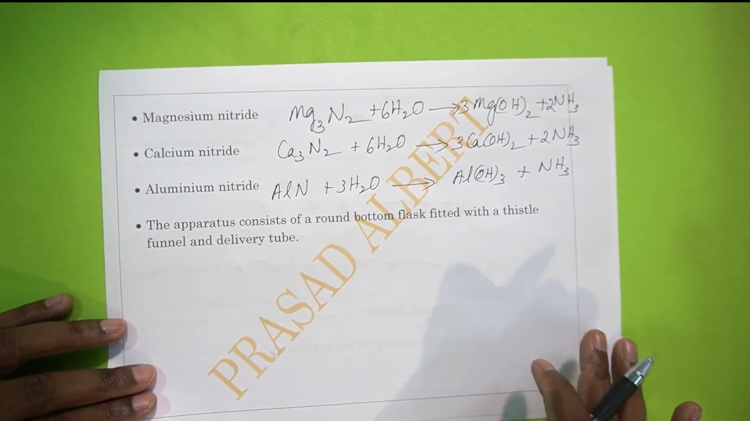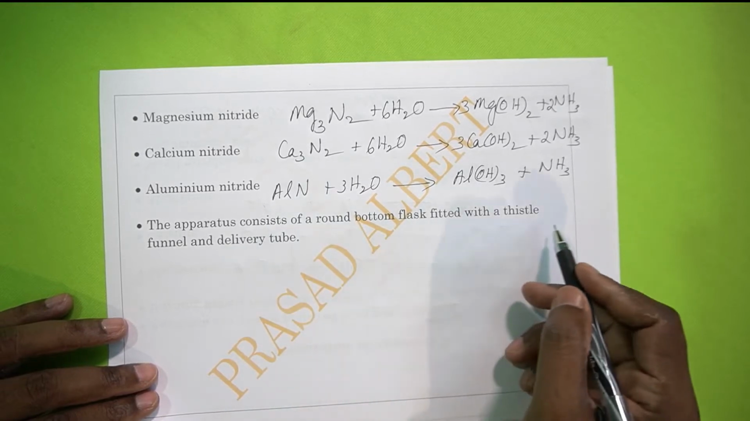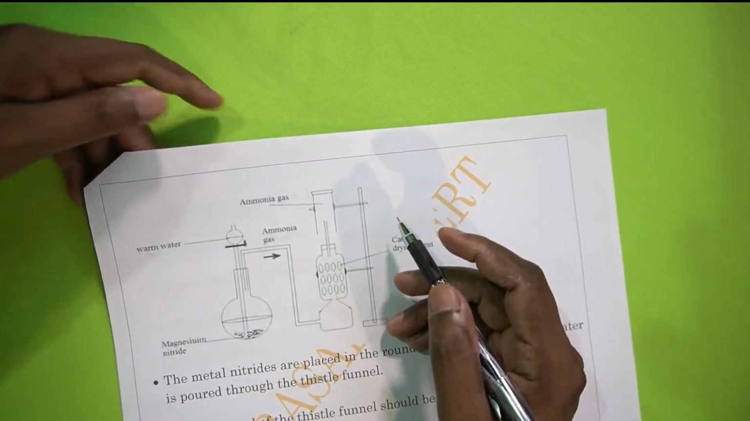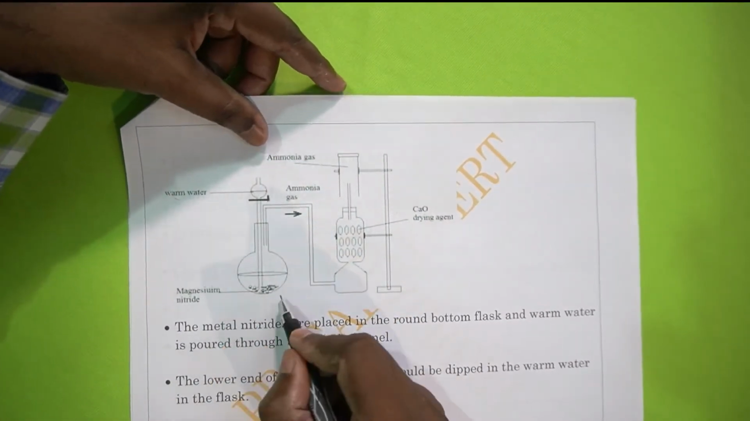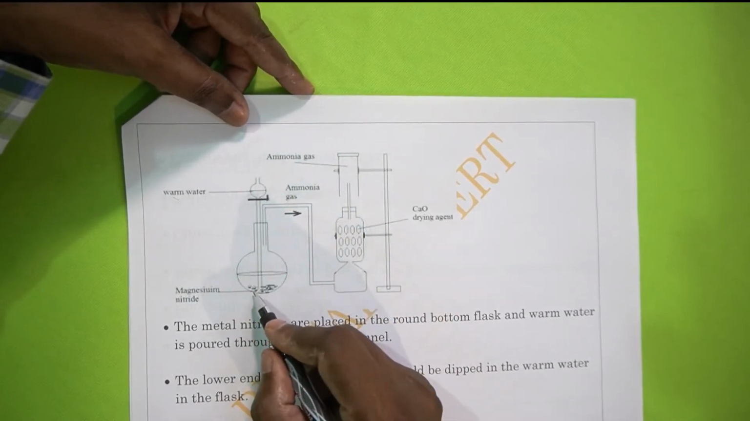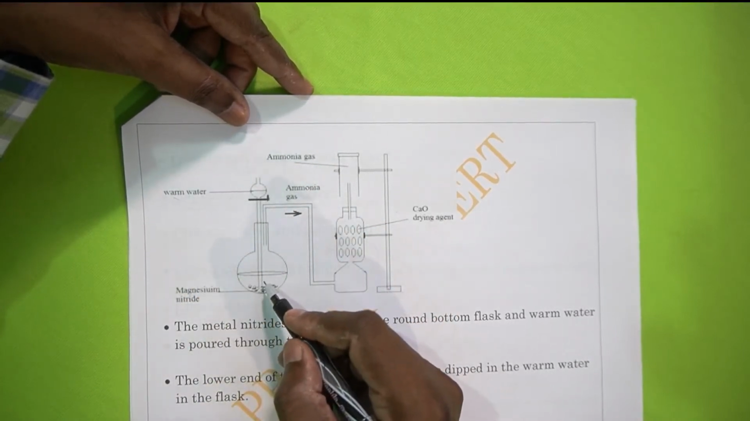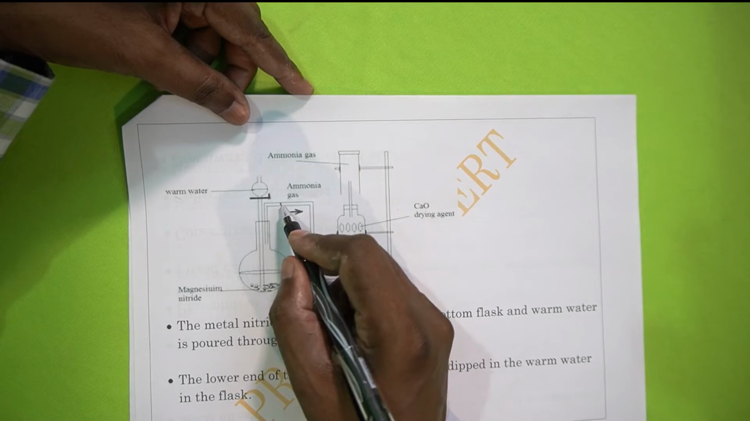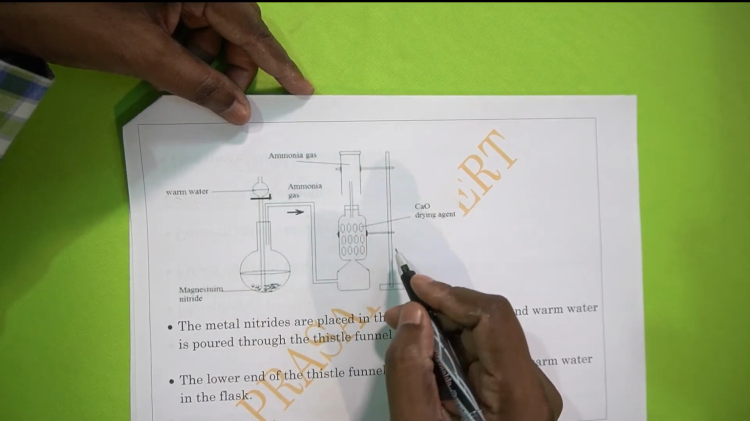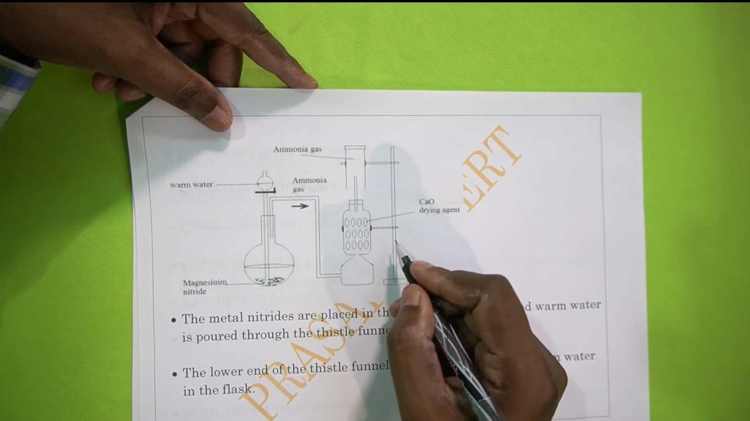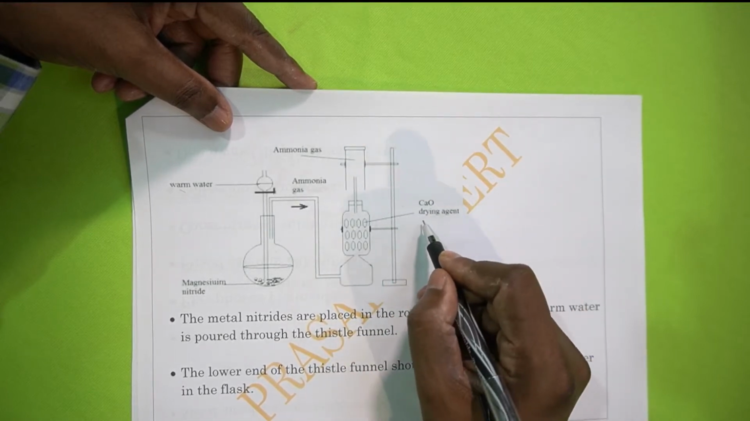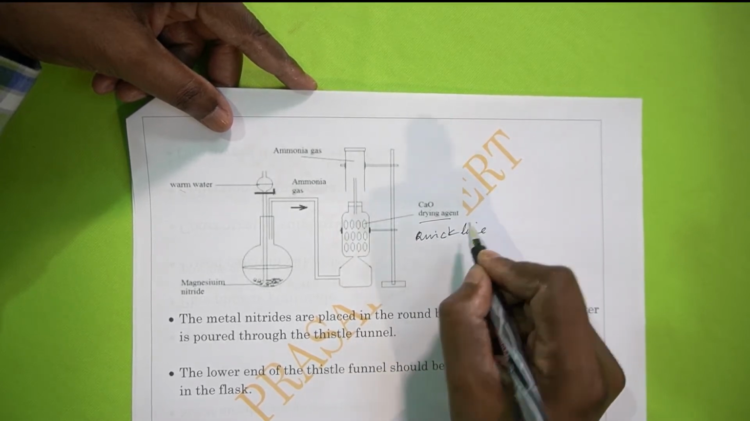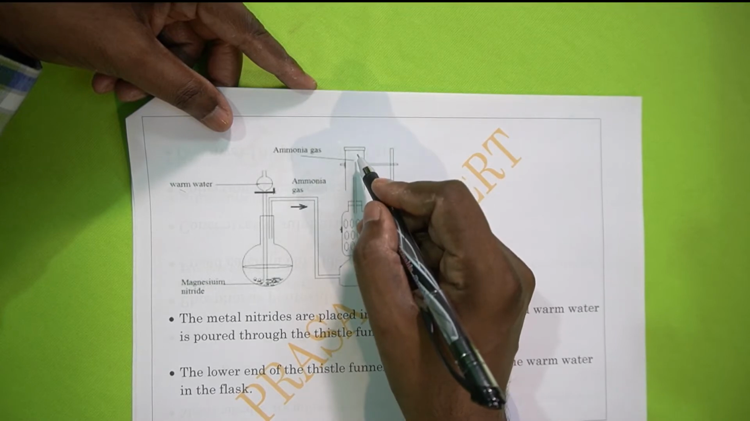Now the apparatus consists of a round bottom flask fitted with a thistle funnel and a delivery tube. We have the apparatus here. Here you have the round bottom flask. Magnesium nitride is taken. There is a thistle funnel placed there. Warm water is poured through it and the reaction takes place, and the metal hydroxide will stay in the solution, whereas ammonia gas moves out. As in the previous method, a drying tower is there, where quicklime, calcium oxide, is kept as the drying agent, and the gas is dried. So dry ammonia moves into the gas jar, right?